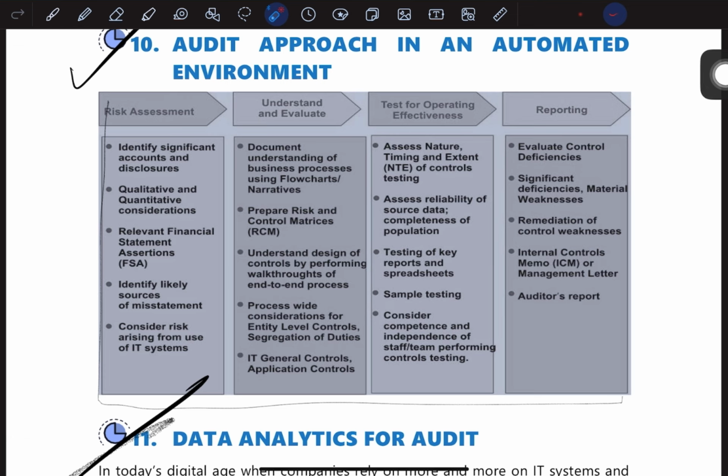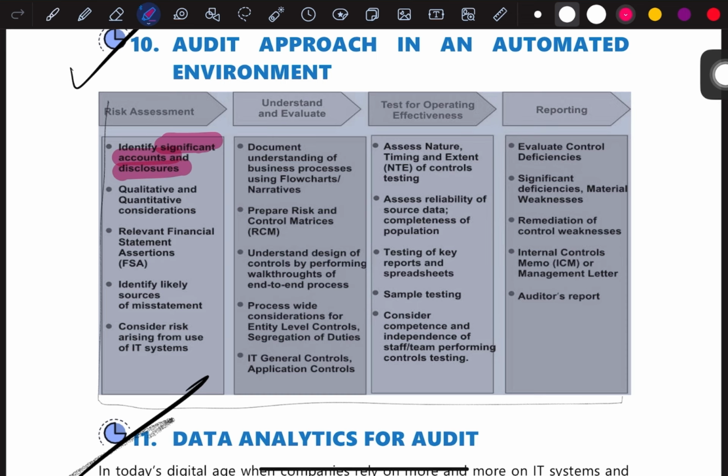So how will you start the audit? First and foremost, you'll do the risk assessment. Then you will understand and evaluate. Then you will test for operating effectiveness, and ultimately you will report. So in case of risk assessment, what you'll do is that first you identify the significant accounts and disclosures. What all are the significant accounts and disclosures?